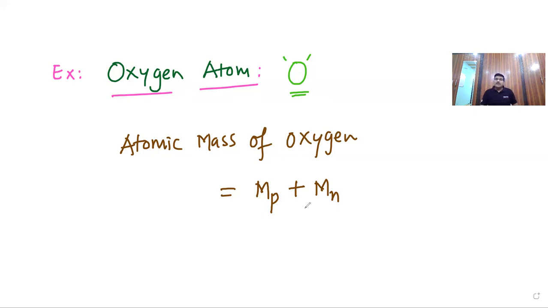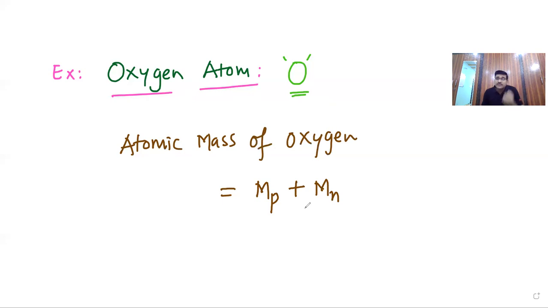Just now we have seen, we are concentrating on the nucleus. So here, the oxygen atom we have taken, the nucleus of an oxygen atom. In the nucleus of an oxygen atom, the mass of all the protons plus the mass of the neutrons. Now, how many protons are there? How many neutrons are there?